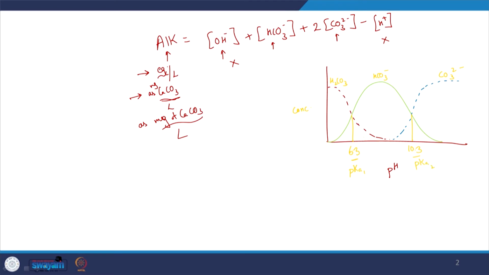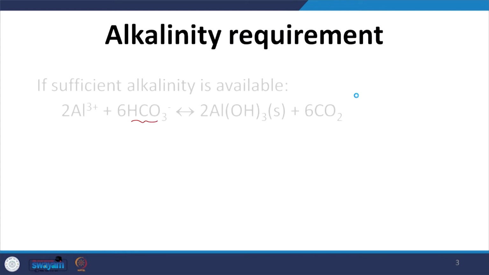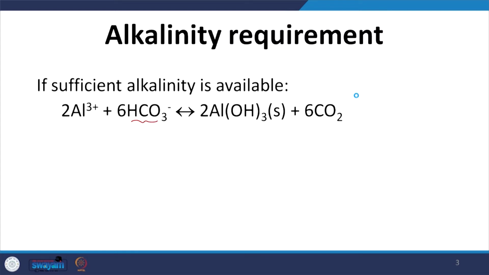Obviously, as you see, near around 7, most of it will be present as HCO3 minus. So in general, you can assume that alkalinity is approximately equal to the HCO3 minus concentration when the pH is 7. Again, if alkalinity is present, this is what will happen.